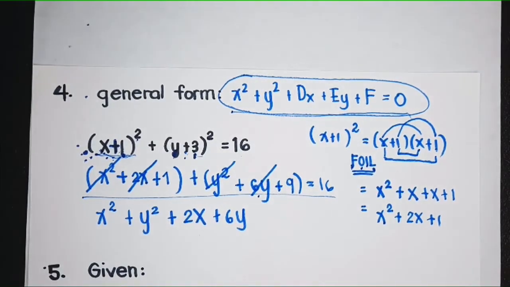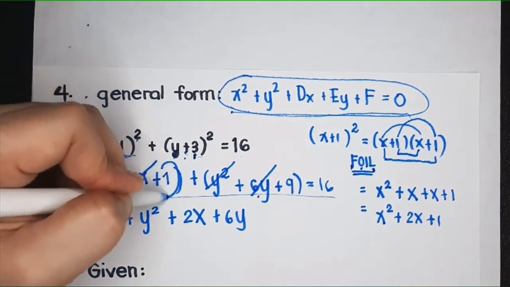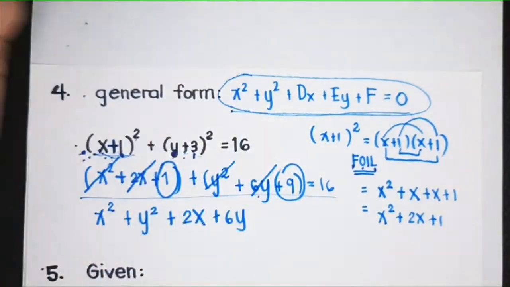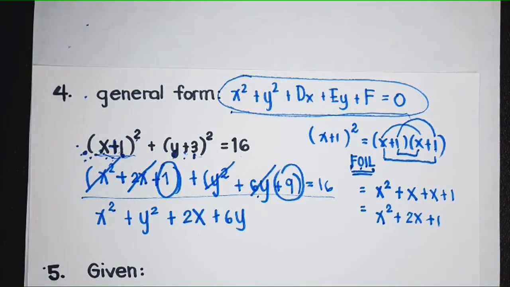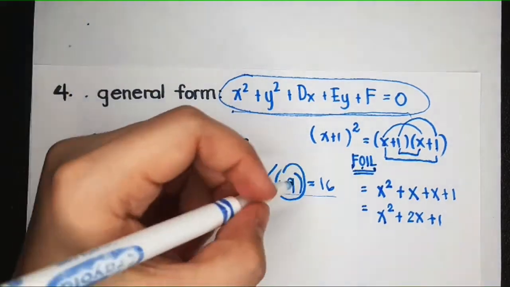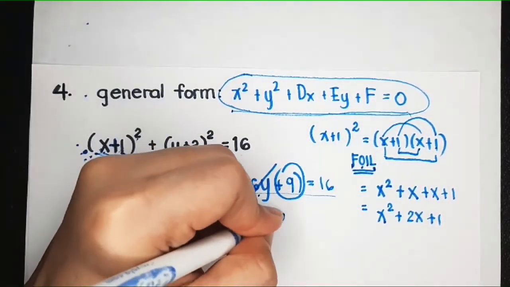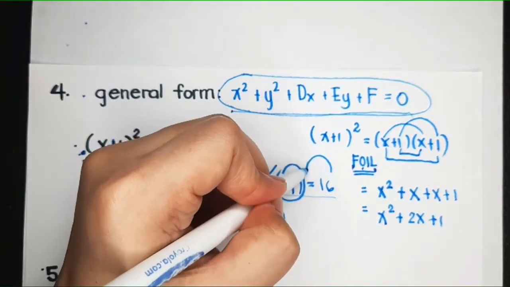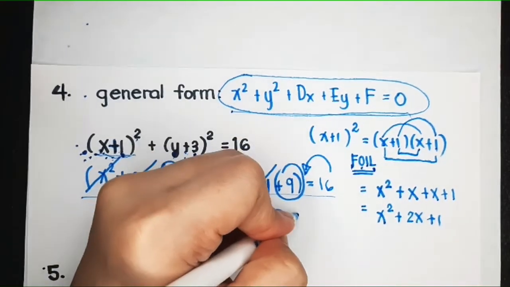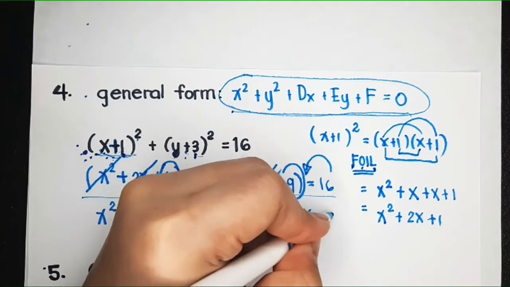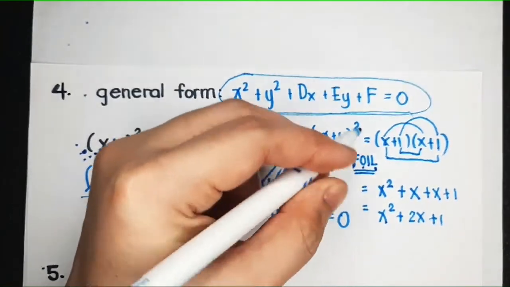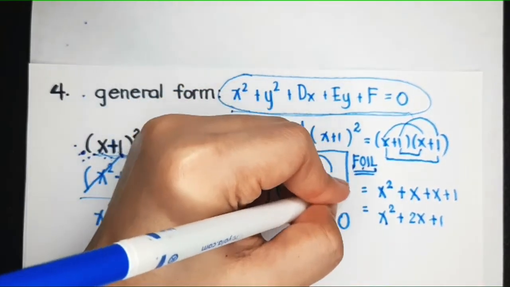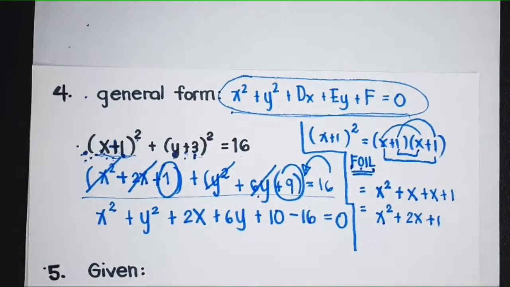Okay? Tapos, constants na lang ang natitira. Okay? So, can you do it mentally? Okay? What is 1 plus 9? You will get 10. Okay? Sige na, sulat natin. O, 10. Okay? Tapos, ilipat ko to sa other side. So, it becomes minus 16 equal to 0. Right? So, we are almost there.